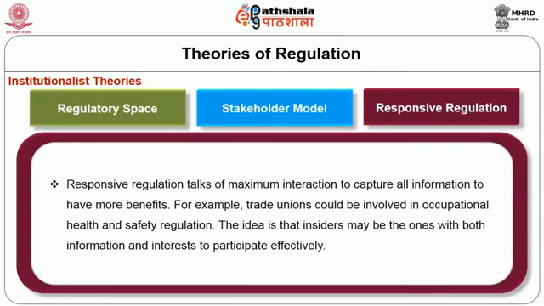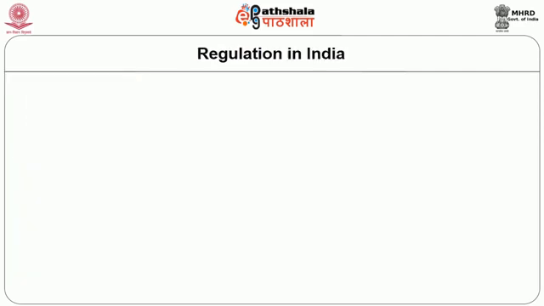The third approach, that is responsive regulation, talks of maximum interaction to capture all information to have more benefits. For example, trade unions could be involved in occupational health and safety regulation. The idea is that insiders may be the ones with both information and interest to participate effectively.